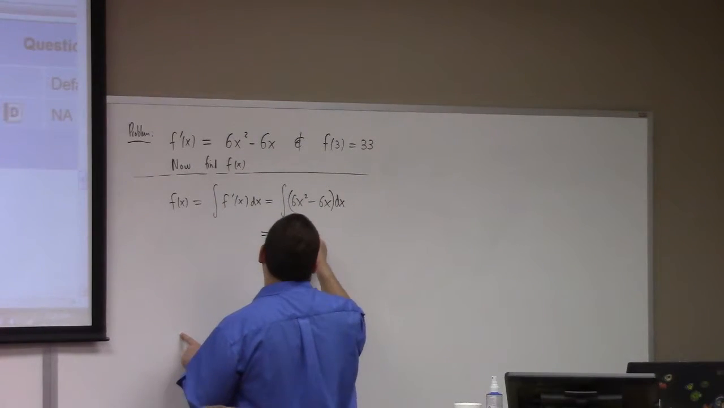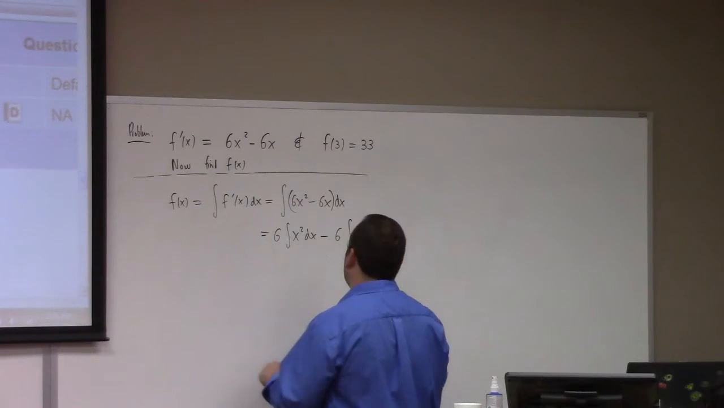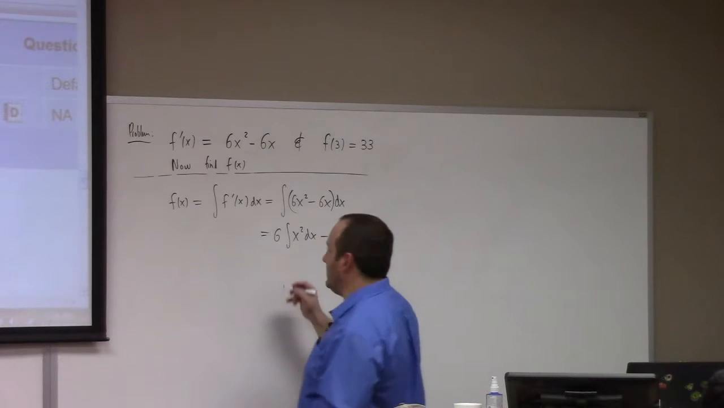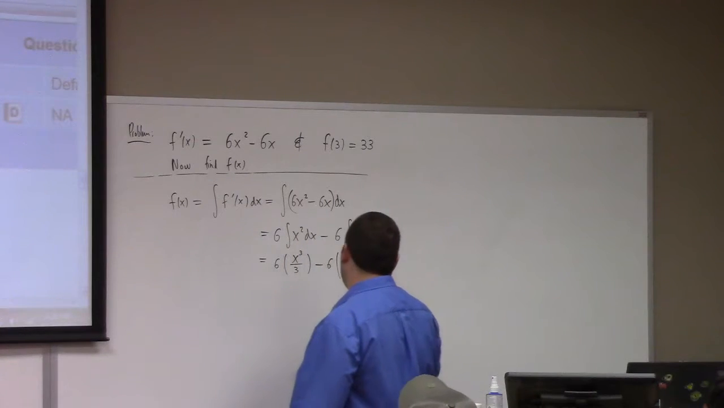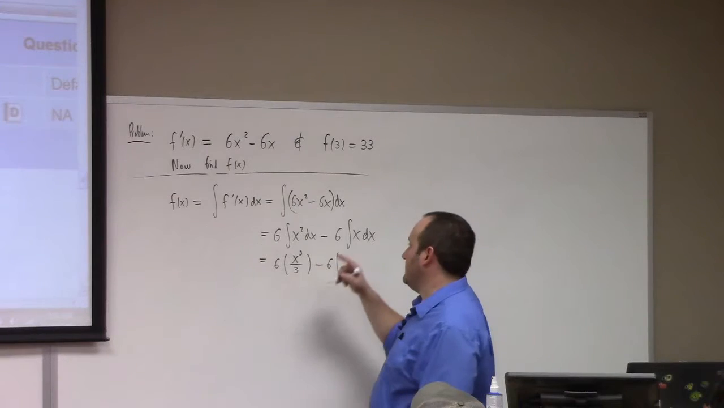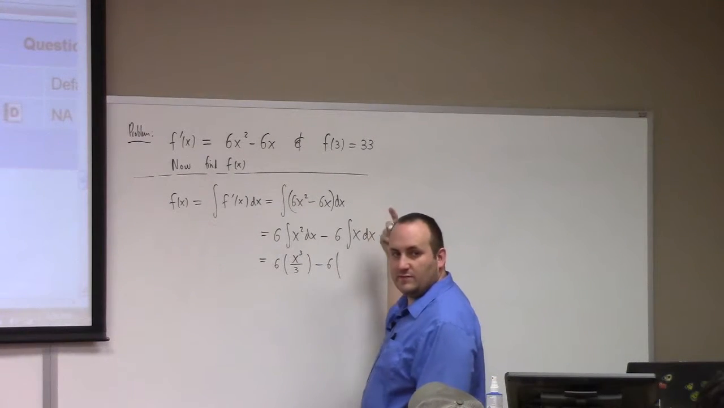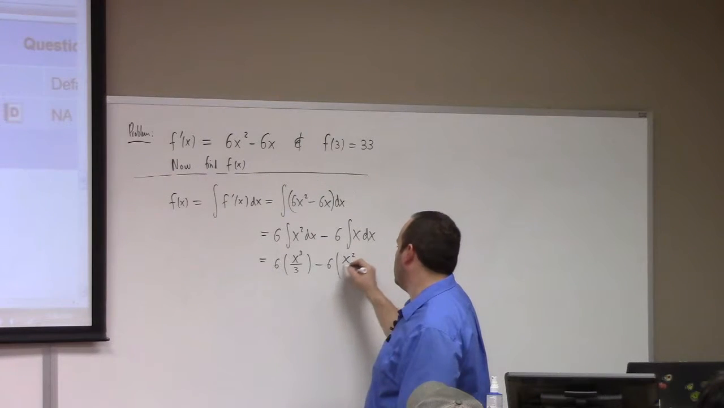6 times the integral of x squared dx minus 6 times the integral of x dx. What's the integral of x squared dx? It's x cubed over 3, right? What's the integral of x dx? We add 1, 1 plus 1 is 2, x squared over 2, right? I hope you guys are following me here.